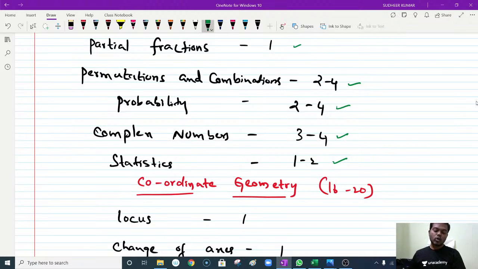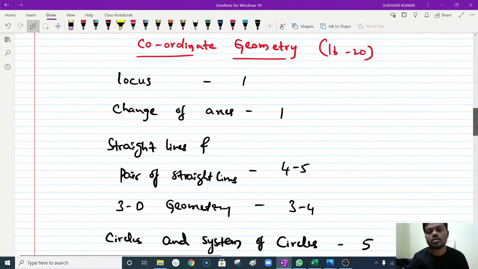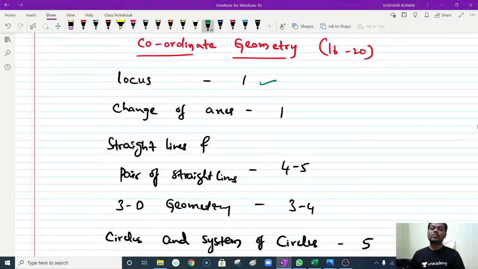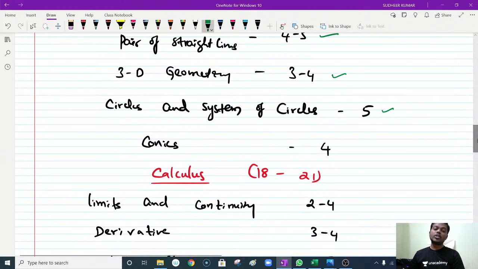Then the next one is coordinate geometry. It consists of 16 to 20 marks. Locus is 1 mark. Change of axis is also 1 mark. Straight lines and pair of straight lines 4 to 5 marks. Three-dimensional geometry is 3 to 4 marks. Circles and system of circles are 5 marks. And this is also very important, conics is 4 marks.